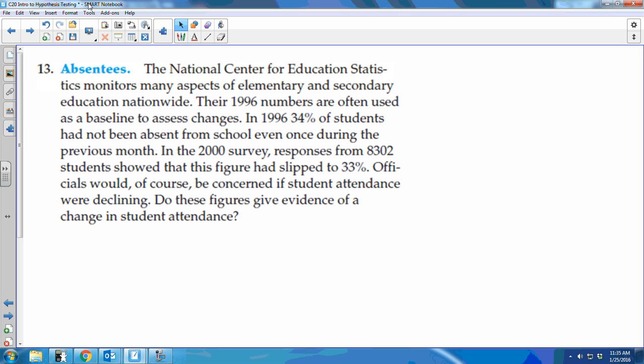Okay, so we're going to go through and do a hypothesis test. The whole point of the hypothesis test is to get a p-value, a probability. So figuring out how often we would get survey results of about 33%, and we'll make a conclusion from there. So what's the first step to our hypothesis test?